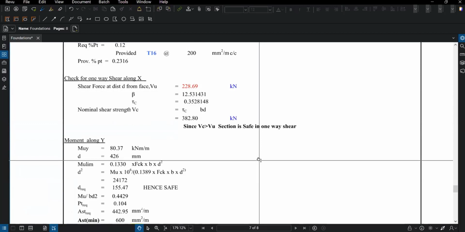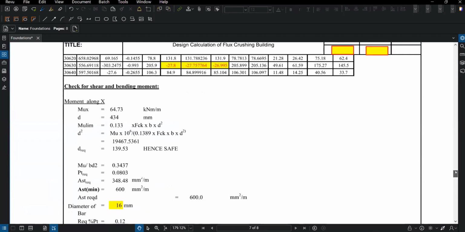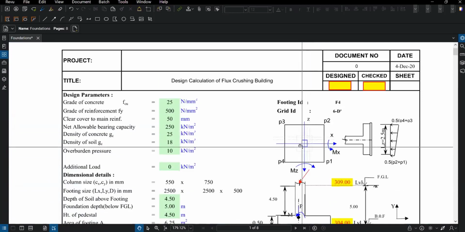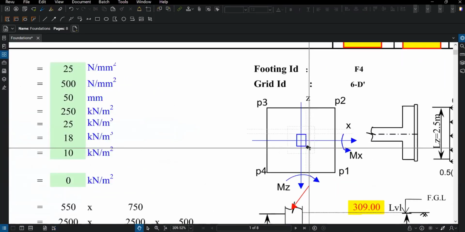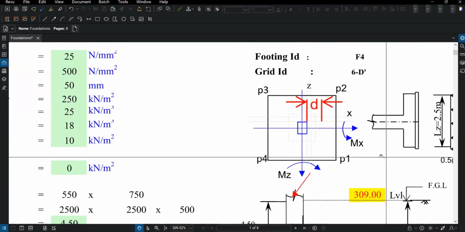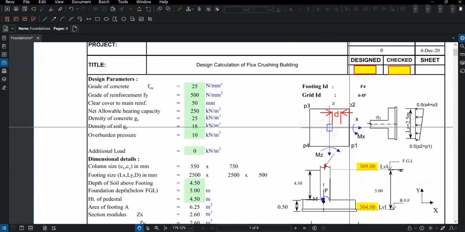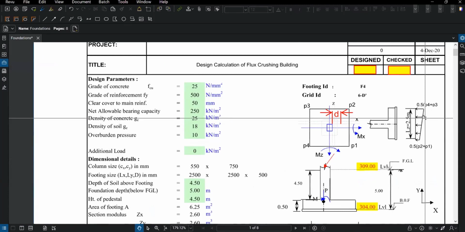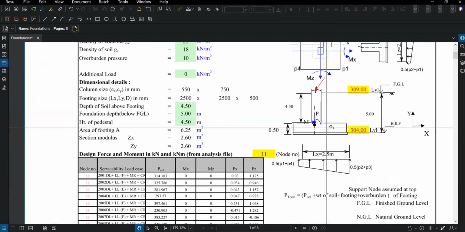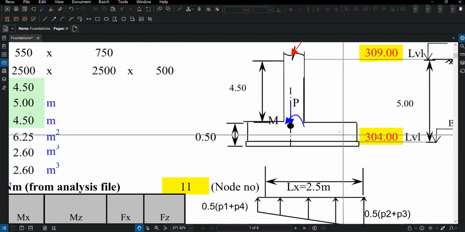D is basically the effective depth away from the face of the column. So once again, we will go to the top and see that this is the pedestal or the column from which one has to consider a distance D. From there, the pressure value has to be calculated, and then the shear value needs to be considered, because the code suggests that the shear plane occurs.